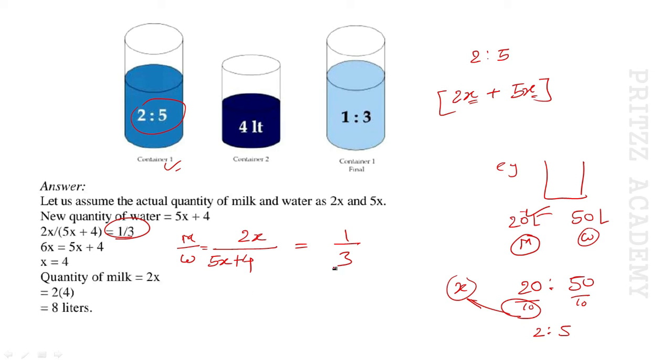So we can frame the equation from here. It is 6x equal to 5x plus 4, and from here we can calculate the value of x, and x equals 8 liters. Okay, this is simple, like solving only an equation.